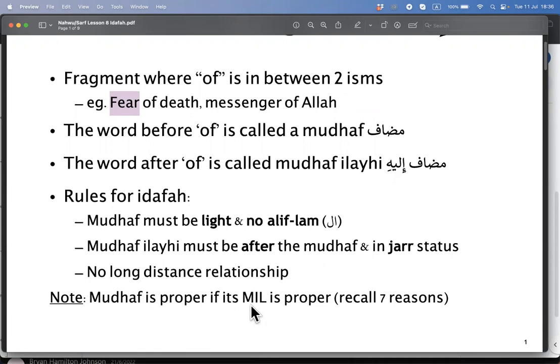Okay, so for example, Rasulullah, right? The first word is Rasul. The second word is lafzu jalalah, the word Allah. So is the word Allah proper? The word Allah starts with alif lam, right? Yes, of course it's proper. Any name is going to be proper. So even though the word Rasul doesn't have alif lam, it's still going to be proper. That's what it means here. The mudhaf is going to be proper if the mudhaf ilaihi is proper.